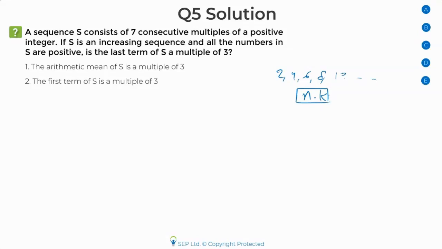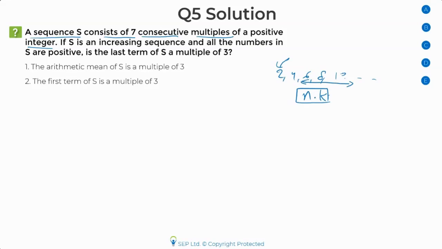I'll talk about it, don't worry. So now in this question, it says a sequence S consists of 7 consecutive multiples of a positive number. Okay, 7 multiples of a positive number, but they're not telling us where we are starting from. Are we starting from the beginning? Are we starting from the middle? We don't know anything. We have no idea.